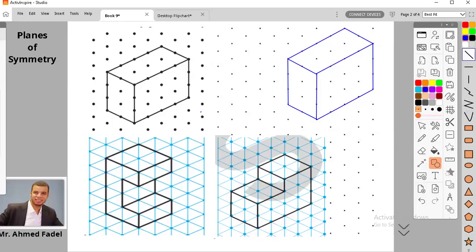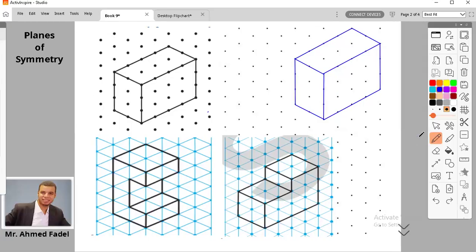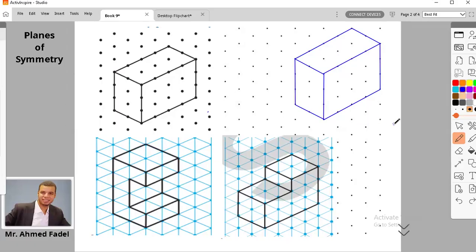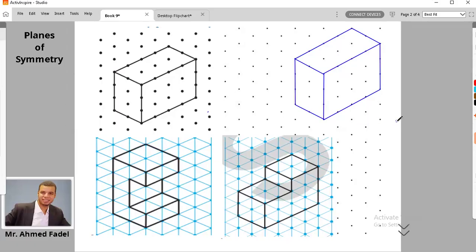So here, let's start drawing the planes of symmetry. But before starting, I'm going to teach you a trick that will work with most of the shapes, not actually all the shapes, but most of the shapes that we're going to work on today. This will help you a lot. So in this case, the cuboid that we have over here, you're going to find that I have three pairs of identical parallel faces.